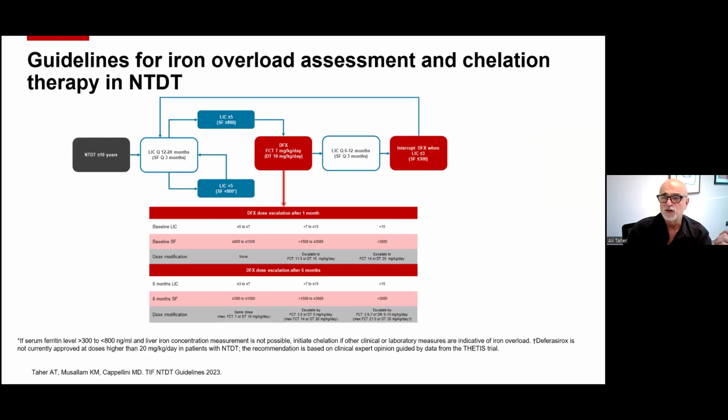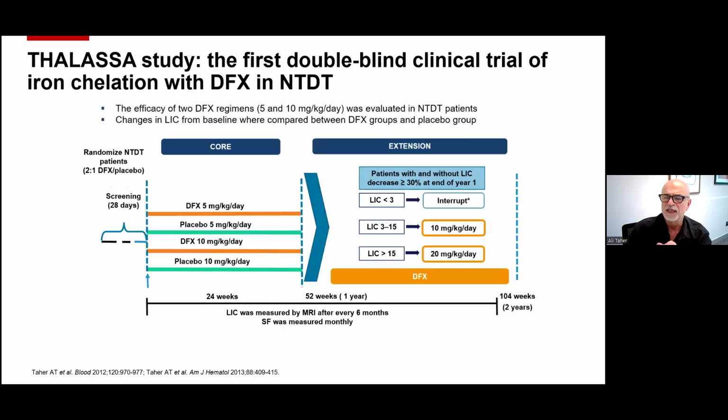The guidelines for iron overload are clear. LIC above 5 or ferritin above 800, these patients should be chelated. When the LIC is 3 or when the serum ferritin is 300, withhold and keep on monitoring. If you do not have an MRI, depend on the serum ferritin, but lower the threshold.